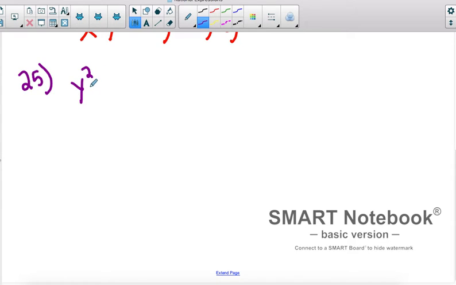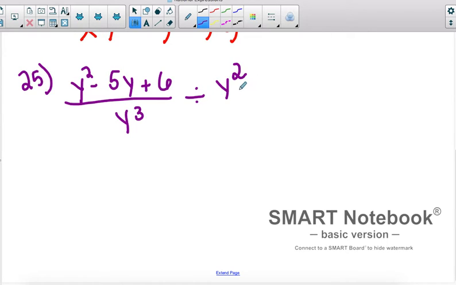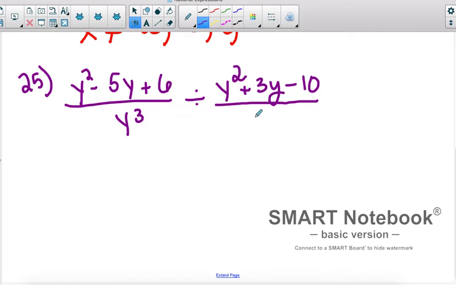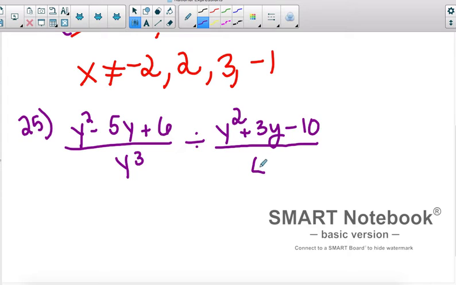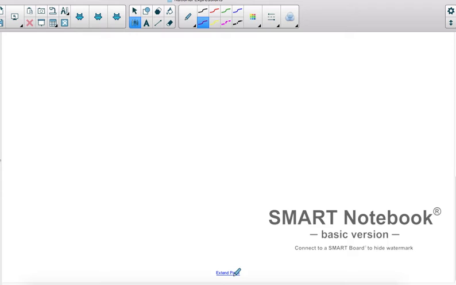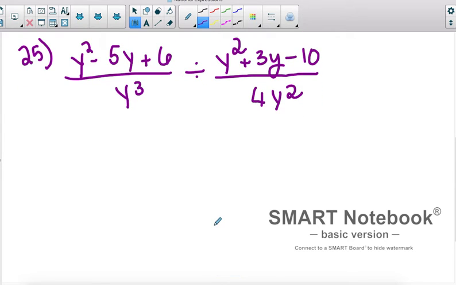y squared minus 5y plus 6 over y cubed, divided by y squared plus 3y minus 10 over 4y squared. Okay. All right, so let's begin.